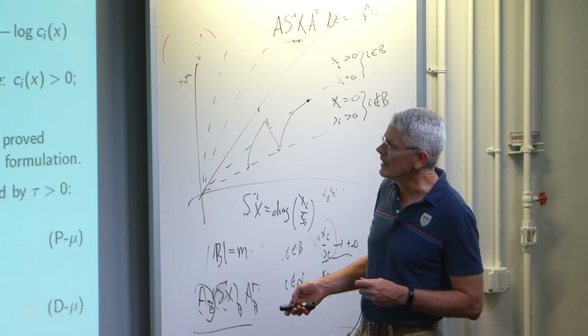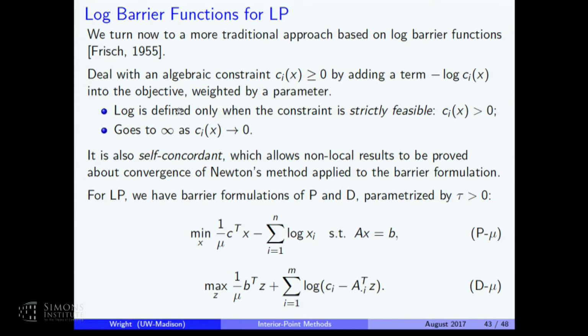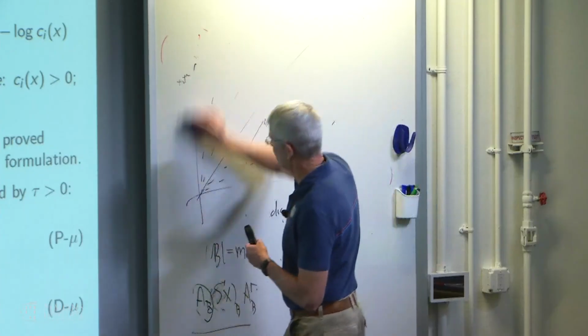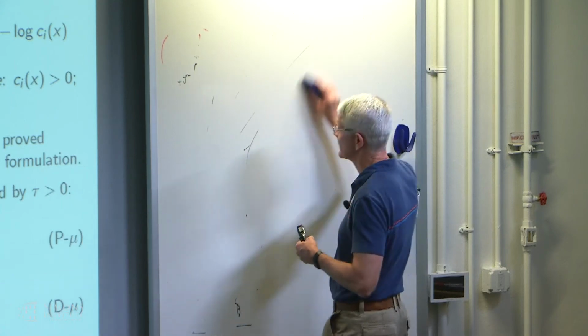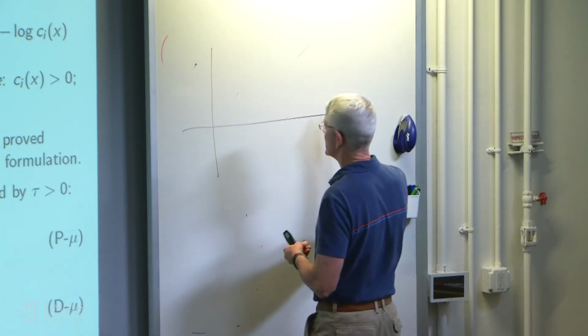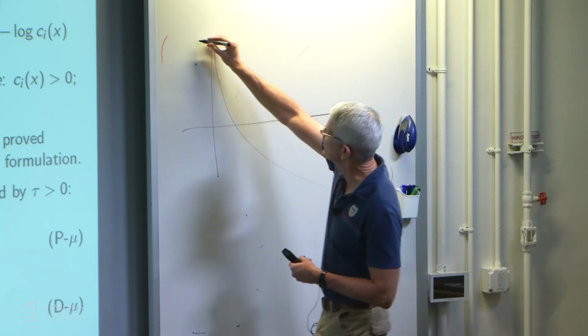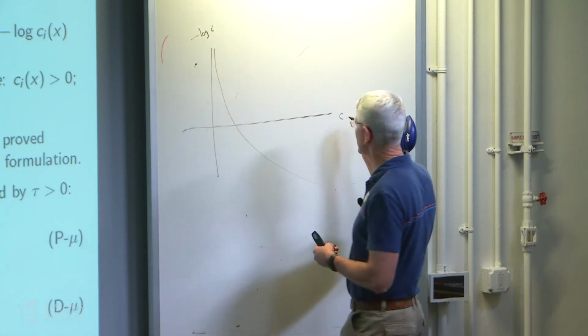Okay. So let me just say a few words about barrier methods. The log barrier idea goes back at least to this paper of Frisch in 1955. And the idea is whenever you've got an algebraic constraint that you want to stay greater than or equal to 0, you deal with that by adding a minus log of that term to the objective, weighted by some parameter. So what does that do for you? Well, if I draw a picture of what that looks like, it's pretty clear that you need the c_i to be strictly positive in order for this thing to be defined at all, because a log of a negative number isn't going to work. But it's going to look like this. Okay, so this is minus log of c as a function of c.